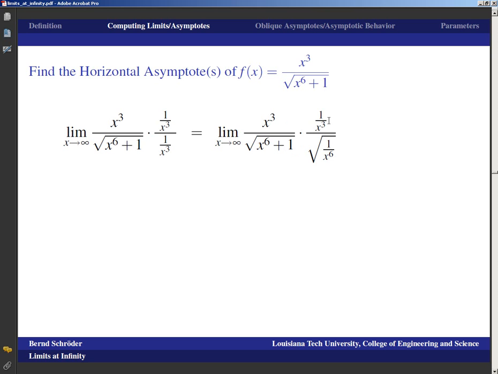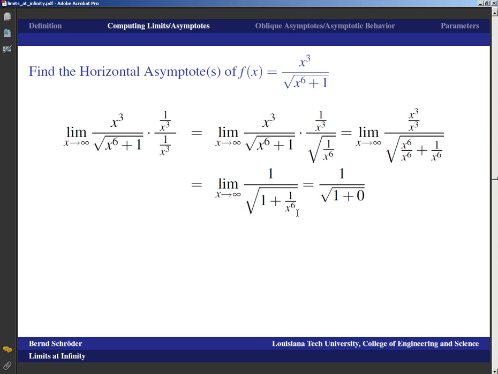And now we can combine. Numerator will be 1. Denominator will be the square root of 1 plus 1 over x to the 6th, right? Well, I just combined it first like this: x cubed over square root of x to the 6 over x to the 6 plus 1 over x to the 6th. Keep your limit sign around. And that's the limit as x goes to infinity of 1 over square root of 1 plus 1 over x to the 6th, like I said. And that's 1 over square root of 1 plus 0, which is 1. Great. So what could be different as we go to minus infinity?